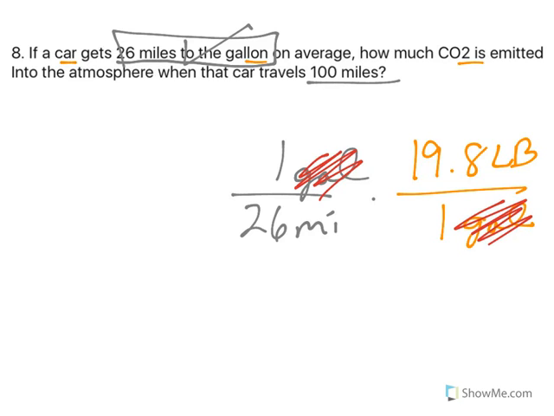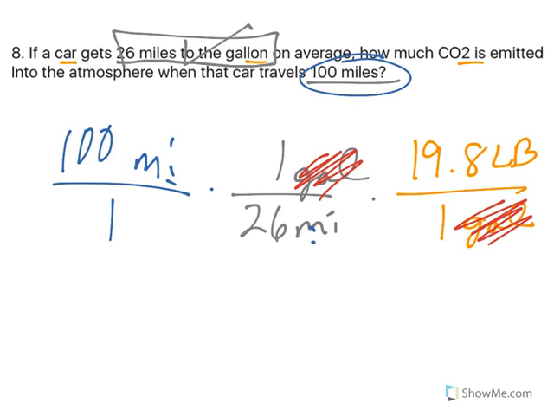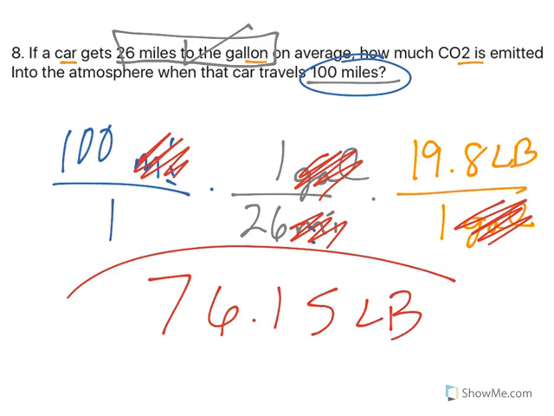That makes my gallons go away. But now I have to get rid of these miles because I want just pounds at the end. So 100 miles, and that allows my miles to go away. And now I'm left with just pounds, so I can find my how much CO2. So 100 divided by 26 times 19.8 leaves me with 76.15 pounds of CO2.